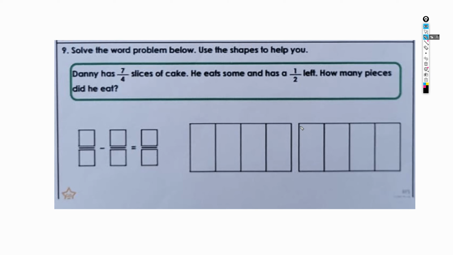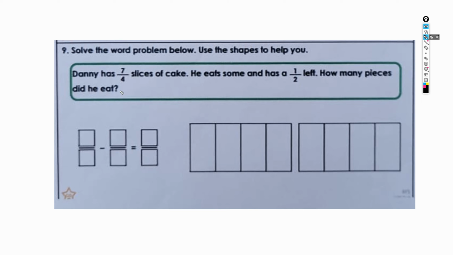What we are asked to do is to solve the word problem using the shapes to help. Presumably these are the shapes being referred to. It says here that Danny has 7/4 slices of cake. He eats some and has a half left. How many pieces did he eat? This is for the fractions, and these are the shapes, like a bar model.